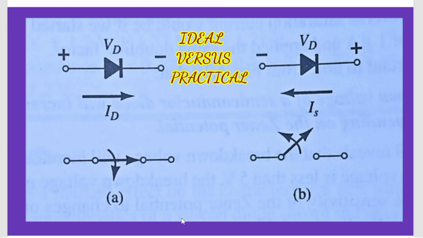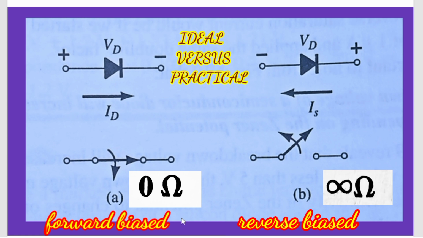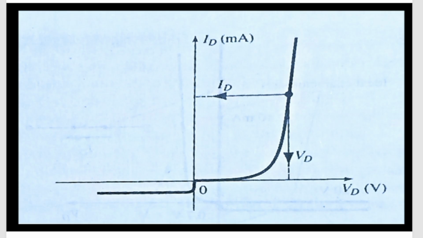Ideally, if the semiconductor diode is to behave like a closed switch in the forward bias region, the resistance of the diode should be 0 ohm. In the reverse bias region, its resistance should be infinity ohm to represent the open circuit equivalent. Now we will discuss the resistance levels of a diode. First one is DC or static resistance.